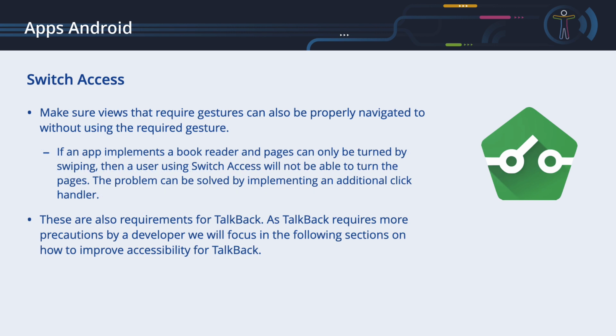Make sure views that require gestures can also be properly navigated to without using the required gesture. If an app implements a book reader and pages can only be turned by swiping, a user using Switch Access will not be able to turn the pages. The problem can be solved by implementing an additional click handler. These are also requirements for TalkBack. As TalkBack requires more precautions by a developer, we will focus in the following sections on how to improve accessibility for TalkBack.